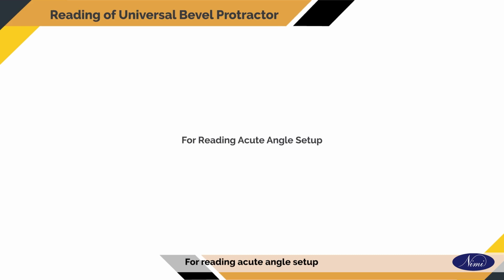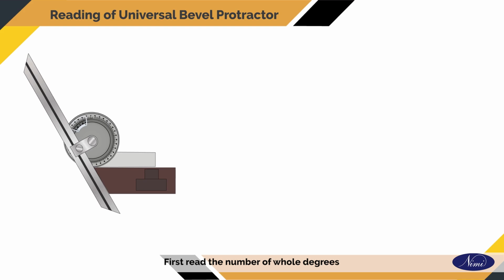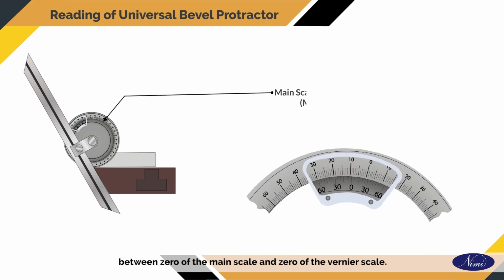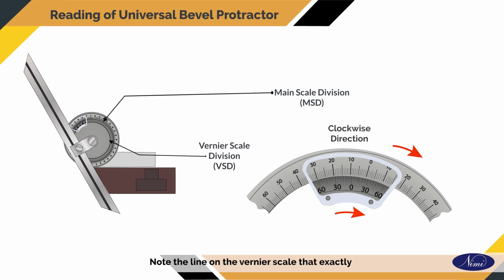For reading an acute angle setup, first read the number of whole degrees between 0 of the main scale and 0 of the vernier scale. Note the line on the vernier scale that exactly coincides with any one of the main scale divisions and determine its value in minutes. To take the vernier scale reading, multiply the coinciding divisions with the least count. Example, 10 into 5 minutes is equal to 50 minutes. Total up both the readings to get the measurement, which is equal to 41 degrees 50 minutes.